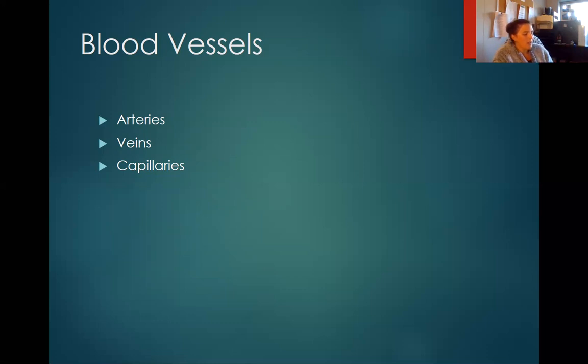And then we have capillaries, which are very thin, maybe 1 to 2 cells thick. That way they can allow for the exchange of gas and oxygen, nutrients, waste products throughout the body system so that it can be put into the correct category for excretion from the body or sent back for respiration or whatever needs to occur there.